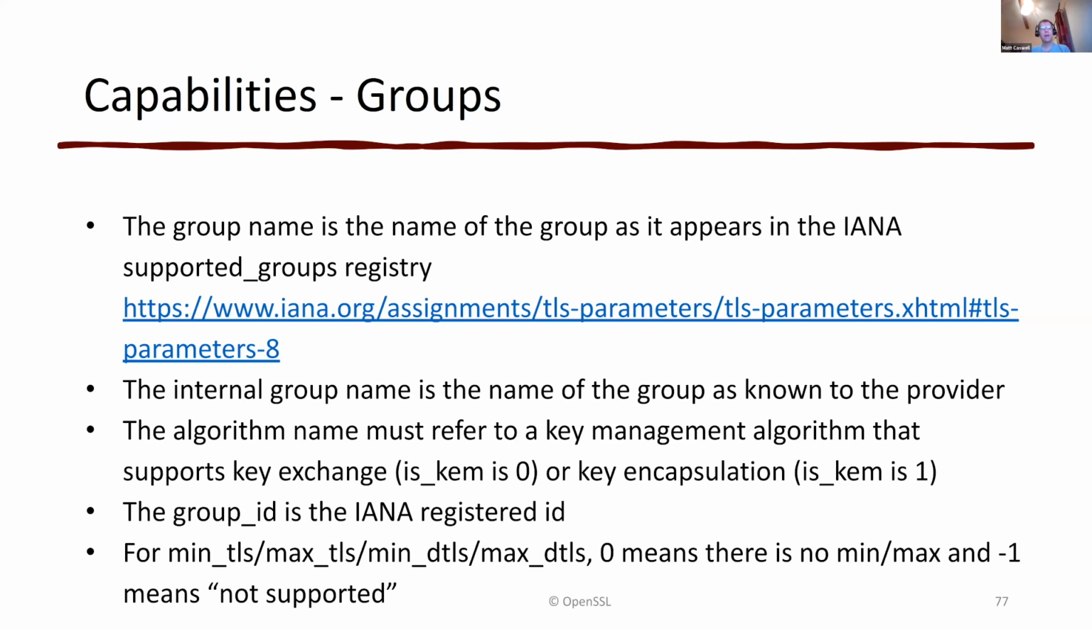Then we have information about the TLS versions that it supports, and that's described through the minimum TLS version that it supports, the maximum TLS version, and the same for DTLS, the minimum DTLS version and the maximum DTLS version that it supports. Where 0 has the special meaning of there isn't a minimum or a maximum, and -1 means it's not supported at all.